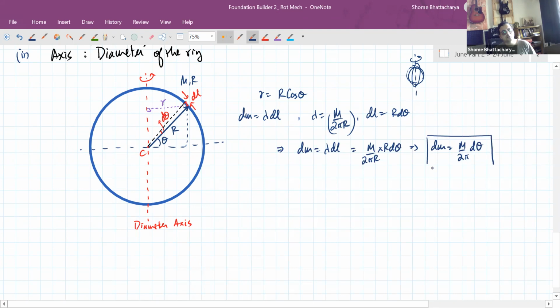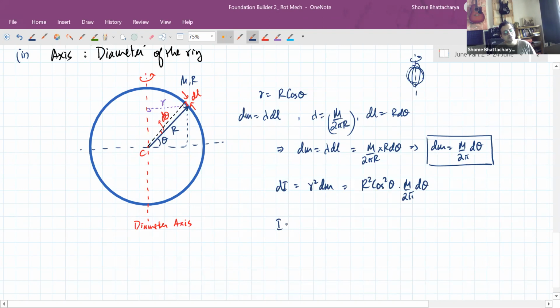You're already familiar with this method from center of mass. Now the moment of inertia of that small particle is r square dm. So r is R cos theta and dm is m by 2 pi d theta.